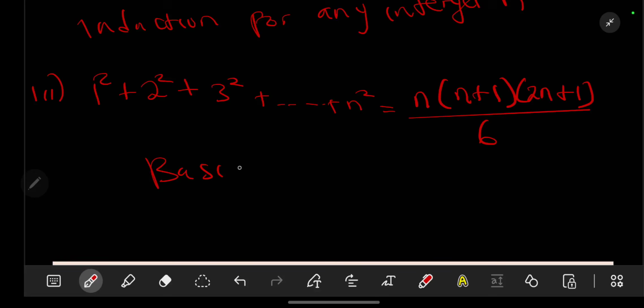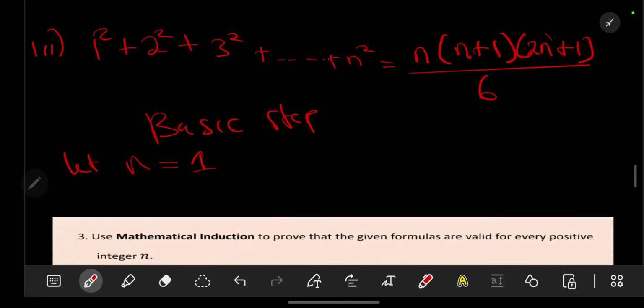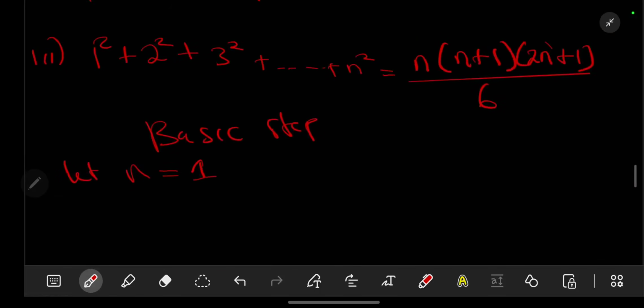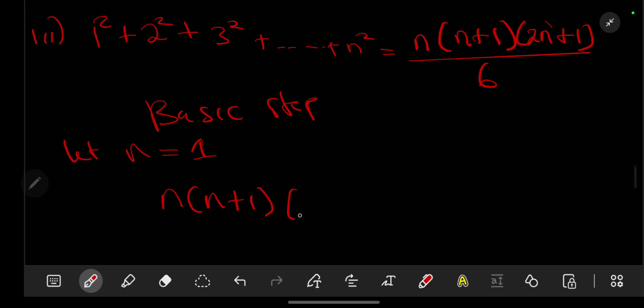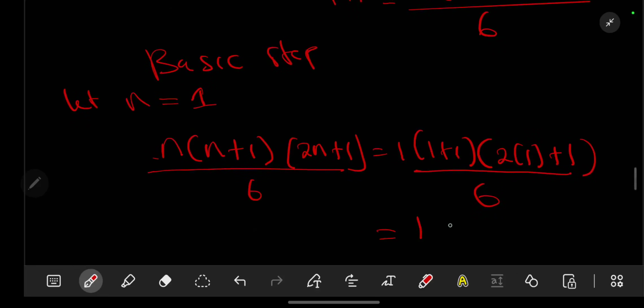Basic step. Let n be equal to 1. So putting n here, we are going to have n, open brackets, n plus 1, 2n plus 1 over 6. This is going to give us, where there is n, we put 1, open brackets, 1 plus 1, open another bracket, we have 2, 1 plus 1 over 6, like that. So this gives us 1. 1 plus 1 is 2. 2, we have 2 plus 1 is 3. Then we have over 6.